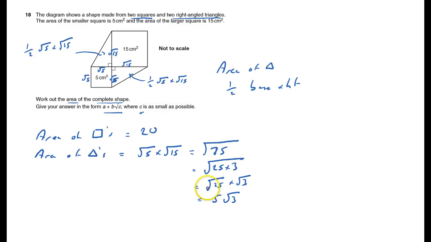I've done the area of the triangles, I've done the area of the squares. I need to add them together, and so I get 20 plus 5 root 3, and that is the answer, and that gives me 4 marks.